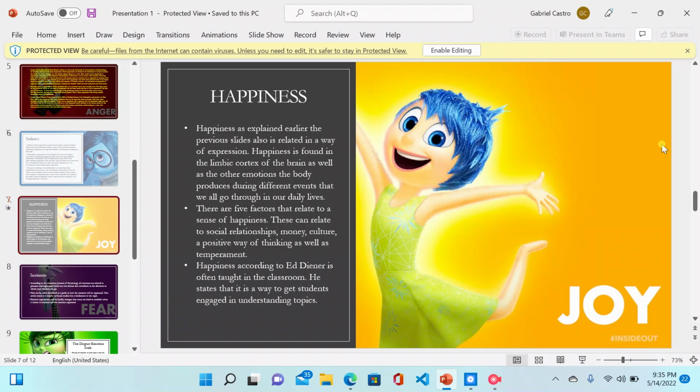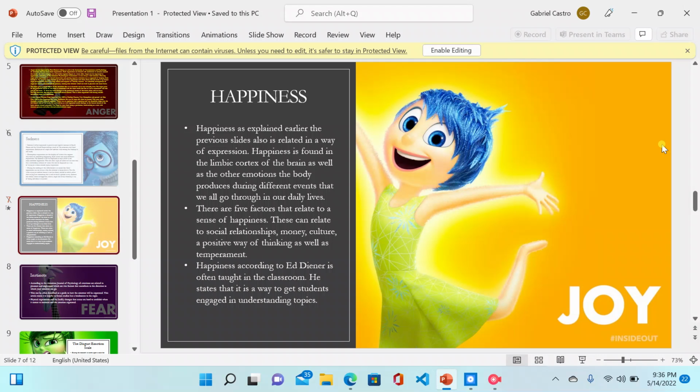Happiness. Happiness, as explained earlier in the previous slides, is also related in a way of expression. Happiness is found in the limbic cortex of the brain, as well as the other emotions the body produces during different events that we all go through in our daily lives. There are 5 factors that relate to the sense of happiness. These can relate to social relationships, money, culture, positive way of thinking, as well as temperament.